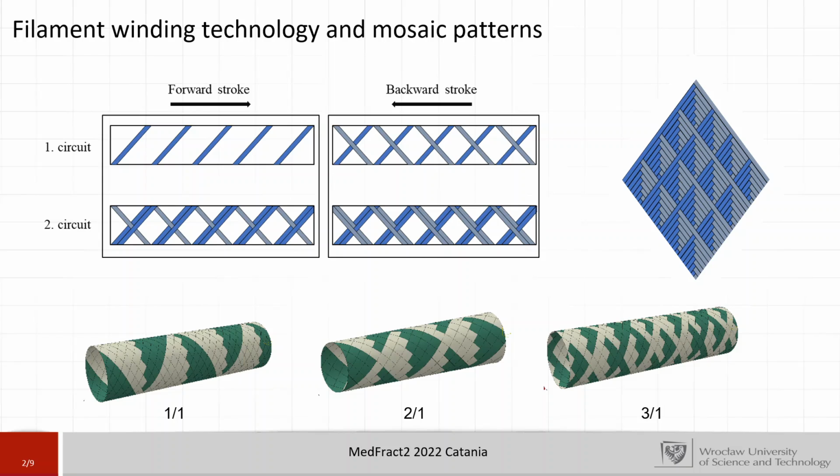In this case, we have the patterns 1 by 1, 2 by 1, and 3 by 1, and you can see that there is a different material angle distribution, which might give different mechanical parameters. The mosaic pattern is widely disregarded during research. It is not widely taken into account. The main factors which are taken into account during filament winding are, of course, the winding angle, the winding sequence, the different layers with different angles, and of course the thickness of the layer.